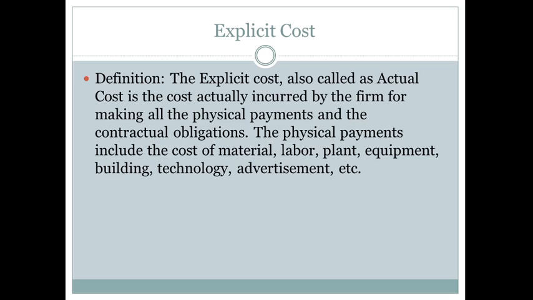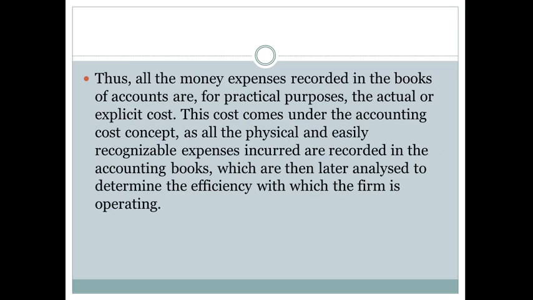These costs, like labor cost, material cost, plant, equipment, building, technology, advertisement, etc., are examples of explicit costs. Thus, all the money expenses recorded in the books of accounts are the costs which are recorded in the books of accounts for practical purposes. The actual or explicit costs are recorded in the books of accounts.